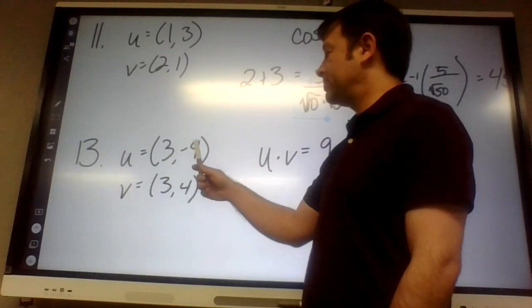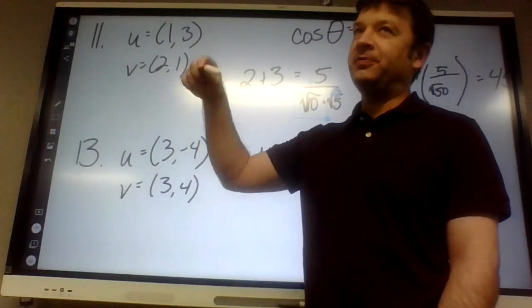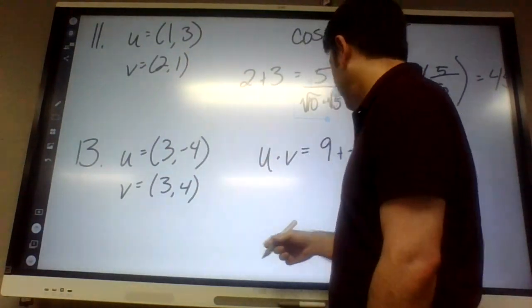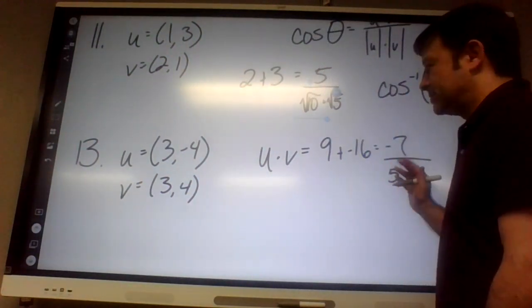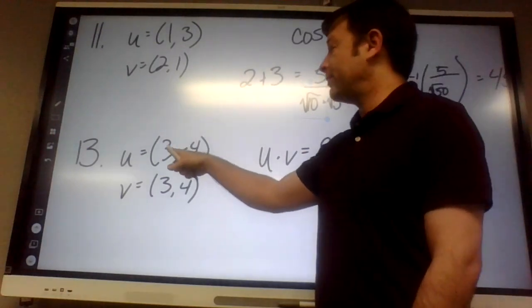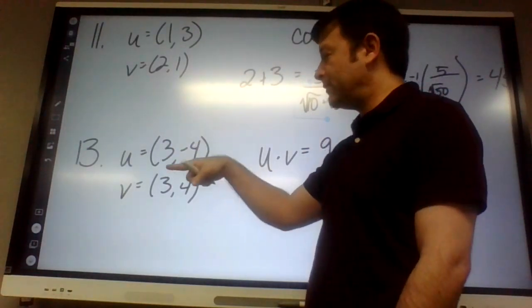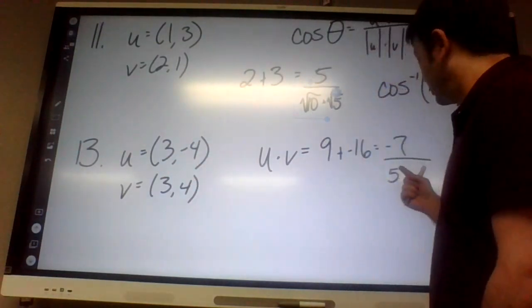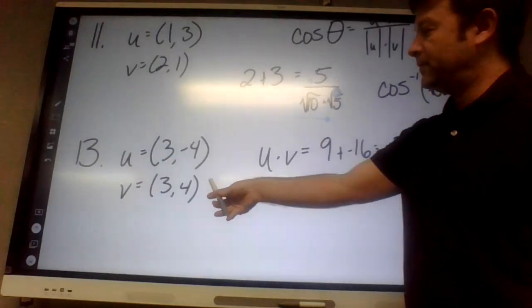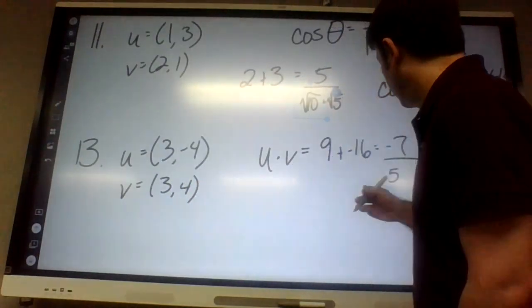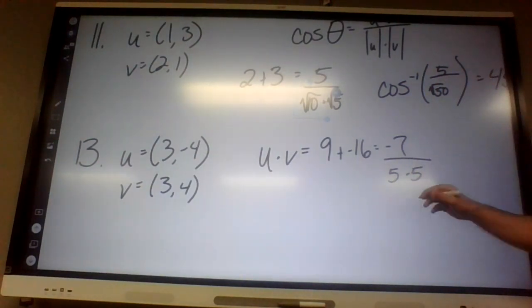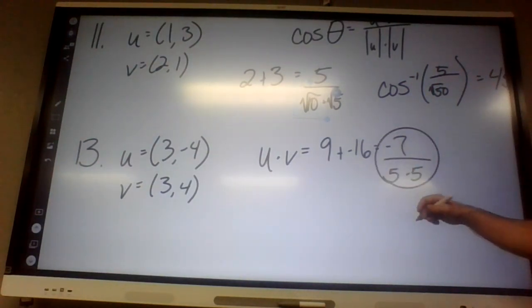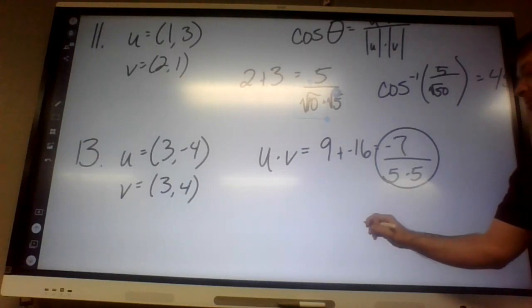So 3 squared plus 4 squared. You guys remember this one? 3, 4, 5. But, yeah, it's not square root of, it's square root of 25. 3 squared plus 4 squared is 25. Square root of 25 comes out perfectly as 5. And look at V, same thing, 3, 4. So this is what cosine of theta is equal to.